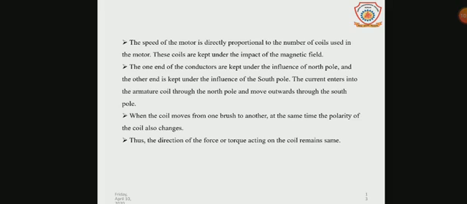The speed of the motor is directly proportional to the number of coils used in the motor. These coils are kept under the impact of the magnetic field. One end of the conductor is kept under the influence of the north pole and the other under the south pole. The current enters into the armature coil through the north pole and moves outwards through the south pole. When the coil moves from one brush to another, at the same time the polarity of the coil also changes, so the direction of force and torque acting on the coil remains the same.